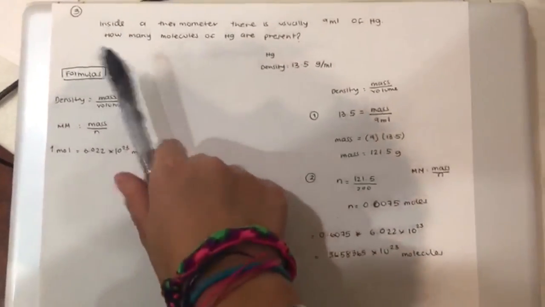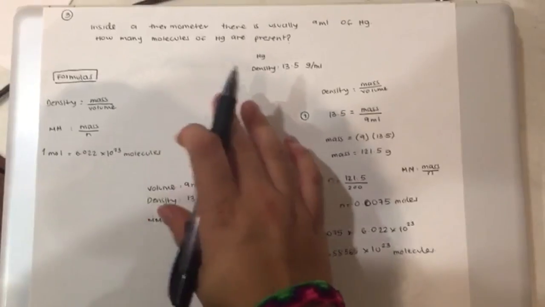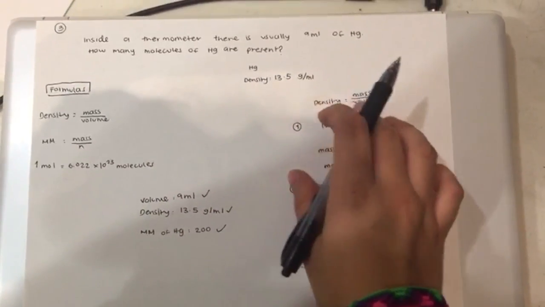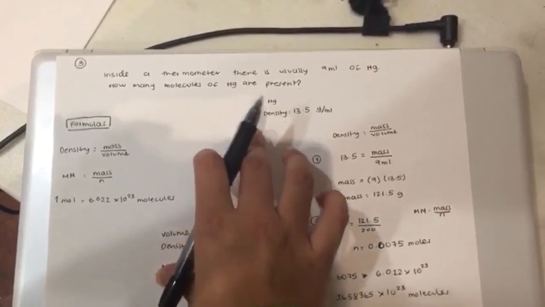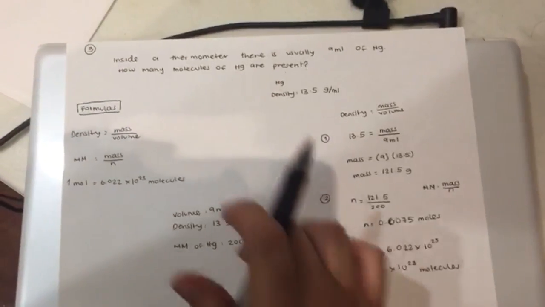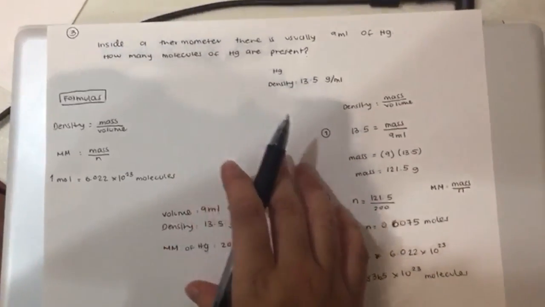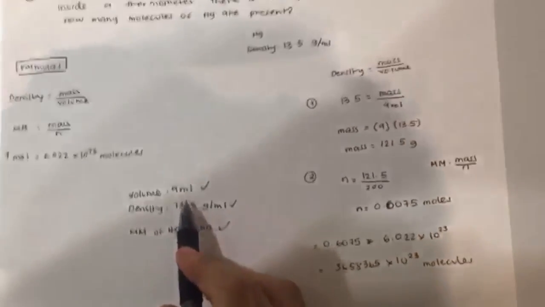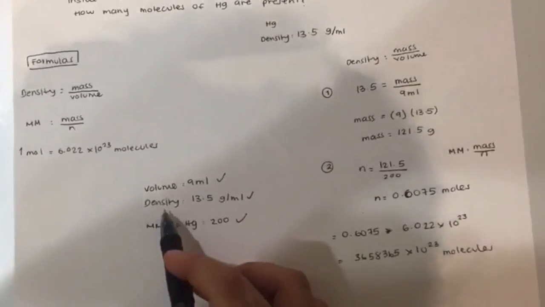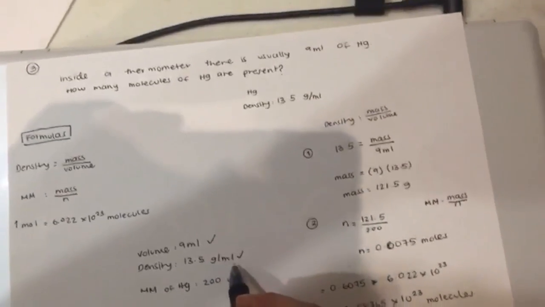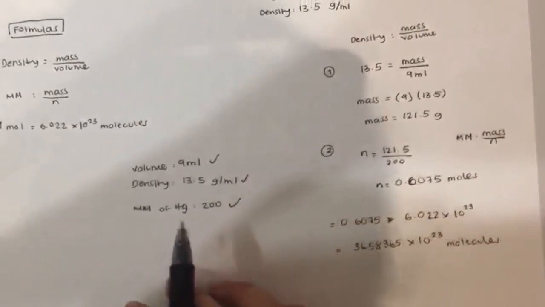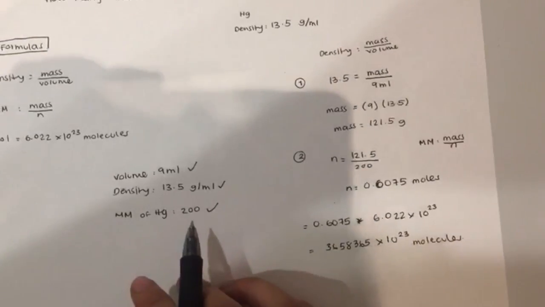Hello, today I'm going to answer question number 3 that says inside a thermometer there is usually 9 milliliters of Hg. How many molecules of Hg are present? First, we need to see what are the units we have. We have volume, that is 9 milliliters. We have density, that is 13.5 grams per milliliter. And we have the molar mass of Hg, that is 200.